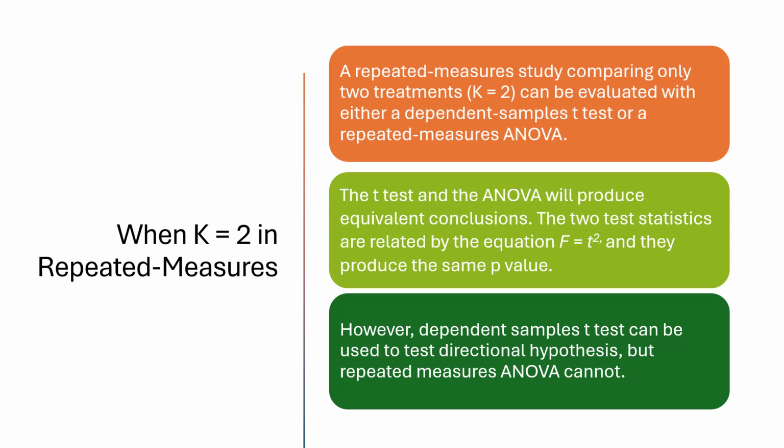The question is, can the repeated measures ANOVA be used when the dependent variable is only measured twice? The answer is yes. Similar to the relationship between independent samples t-test and one-way ANOVA, both the dependent samples t-test and repeated measures ANOVA can be used when the dependent variable is only measured twice. They produce the same p-value for the tests, and also the test statistics are related in the form that F equals t squared. However, the dependent samples t-test can be used to test a directional hypothesis, where repeated measures ANOVA cannot.